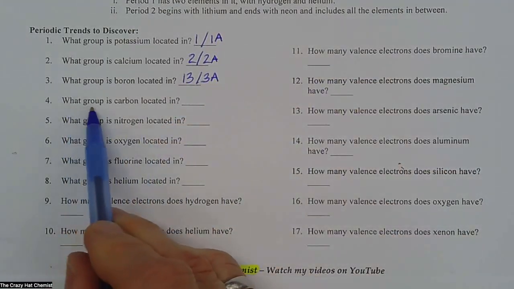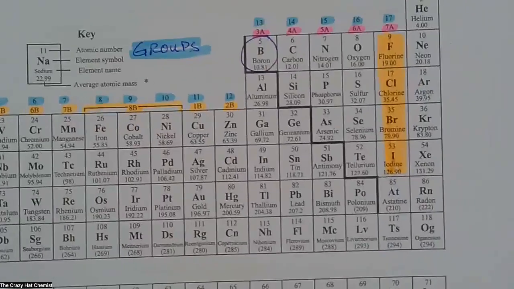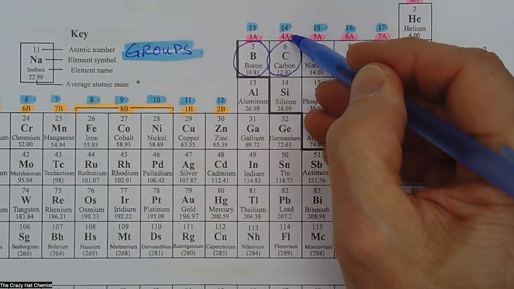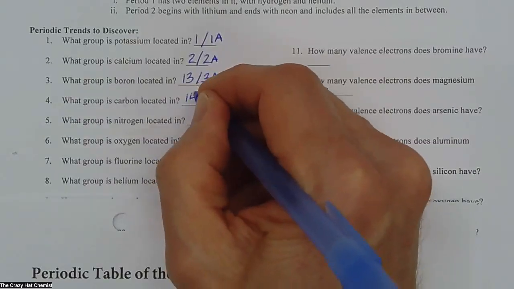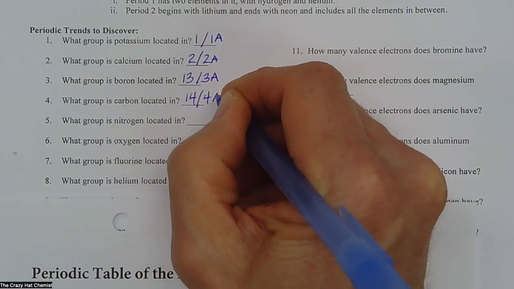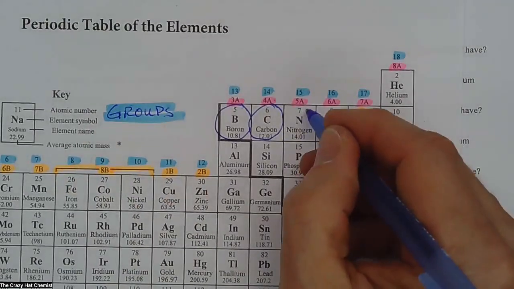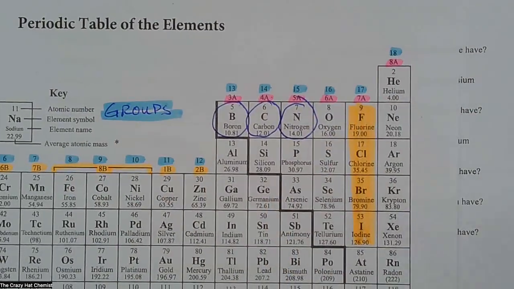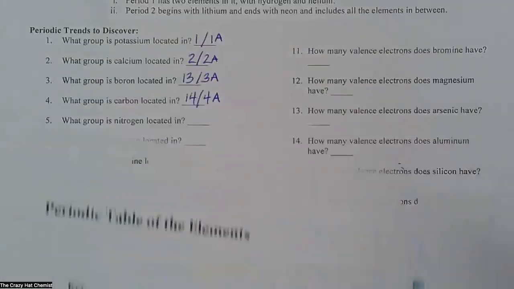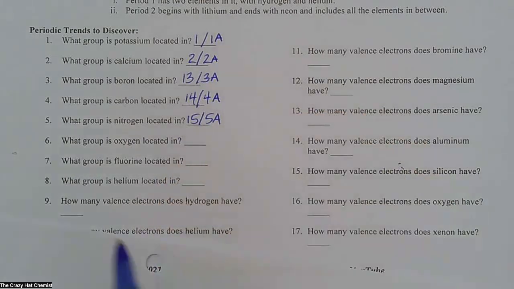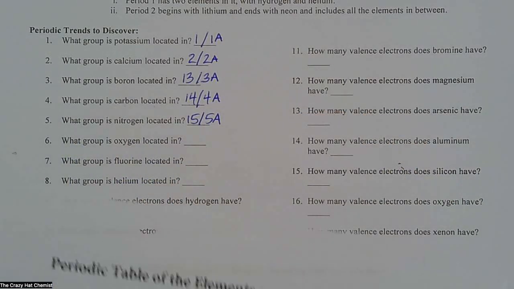All right, what group is carbon located in? Here is carbon. Carbon is in group 14 or 4A. Fantastic. What group is nitrogen located in? That's the next element, nitrogen, number 7. Nitrogen is in group 15 or 5A. And what group is oxygen located in for number 6?